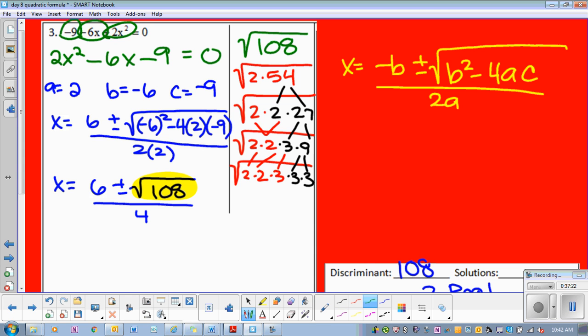Alright, so I have a pair of 2s, so one of those comes out. Pair of 3s, so one of those comes out, and this lonely 3 needs to stay inside. So this really becomes 6 root 3.